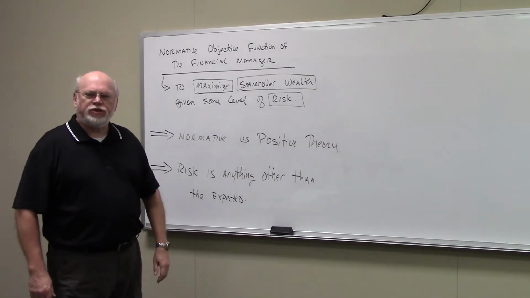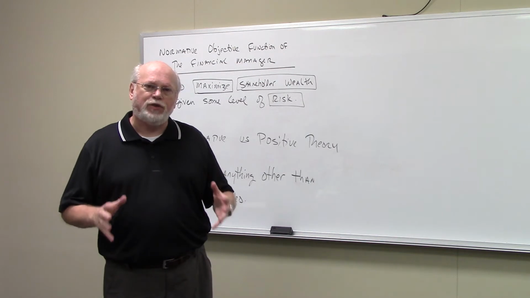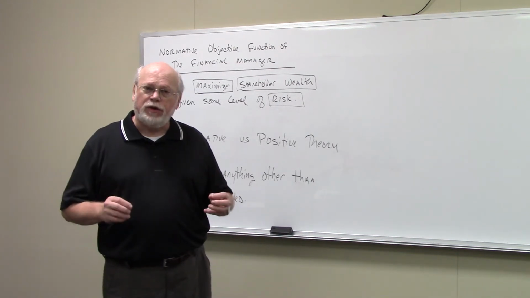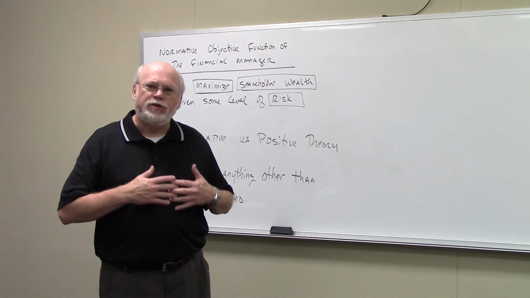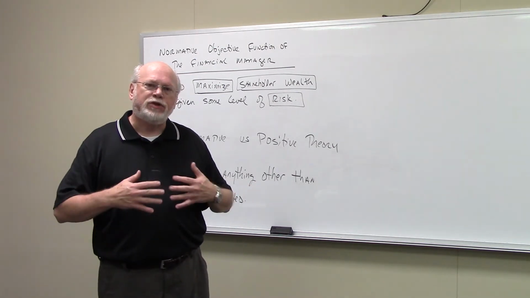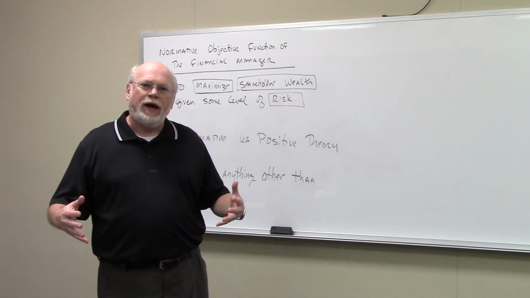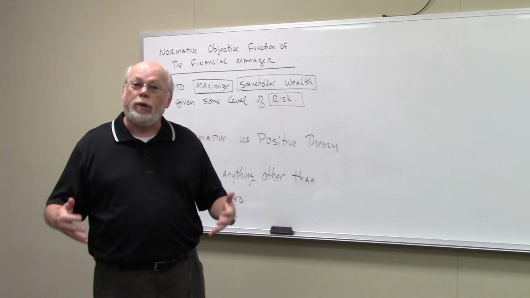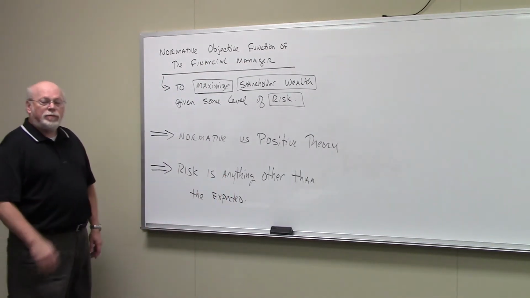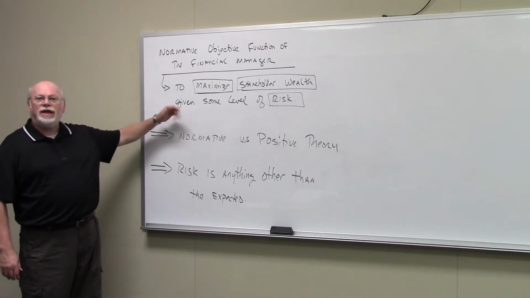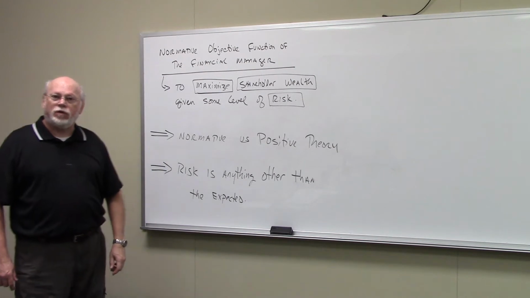Now, the third approach to studying business is called the normative objective function of the financial manager. This particular theory is usually what infuses all finance textbooks, most business school textbooks that you study. It's really about achieving what's called the normative objective function of the financial manager, which is to maximize shareholder wealth given some level of risk.